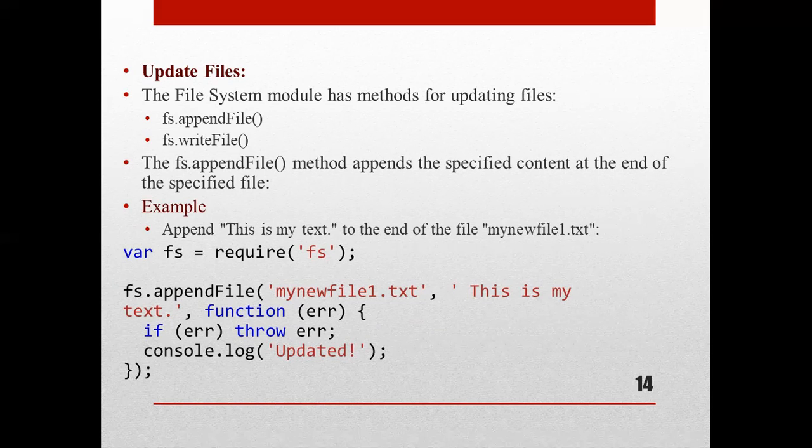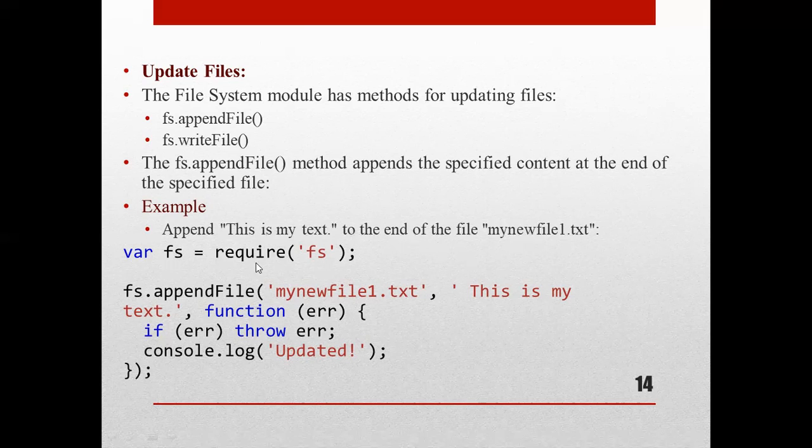We are going to write the content into that file, or we are going to append the content in that file. For that use the fs.appendFile method and the fs.writeFile method. So see the example of appending. Consider one file having content like this is my text. We have to append this to the end of the file, where the file name is my new file one.txt.